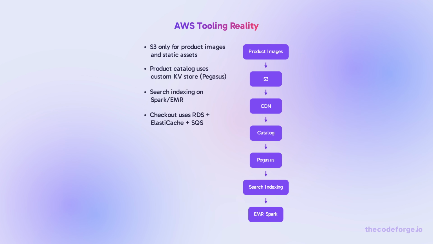The reality: Amazon's internal architecture barely uses Amazon Web Services the way you think. Simple Storage Service powers product images. The product catalog lives on a custom distributed key-value store called Pegasus. Search indexing runs on Spark EMR. Checkout uses Relational Database Service, ElastiCache, and Simple Queue Service.